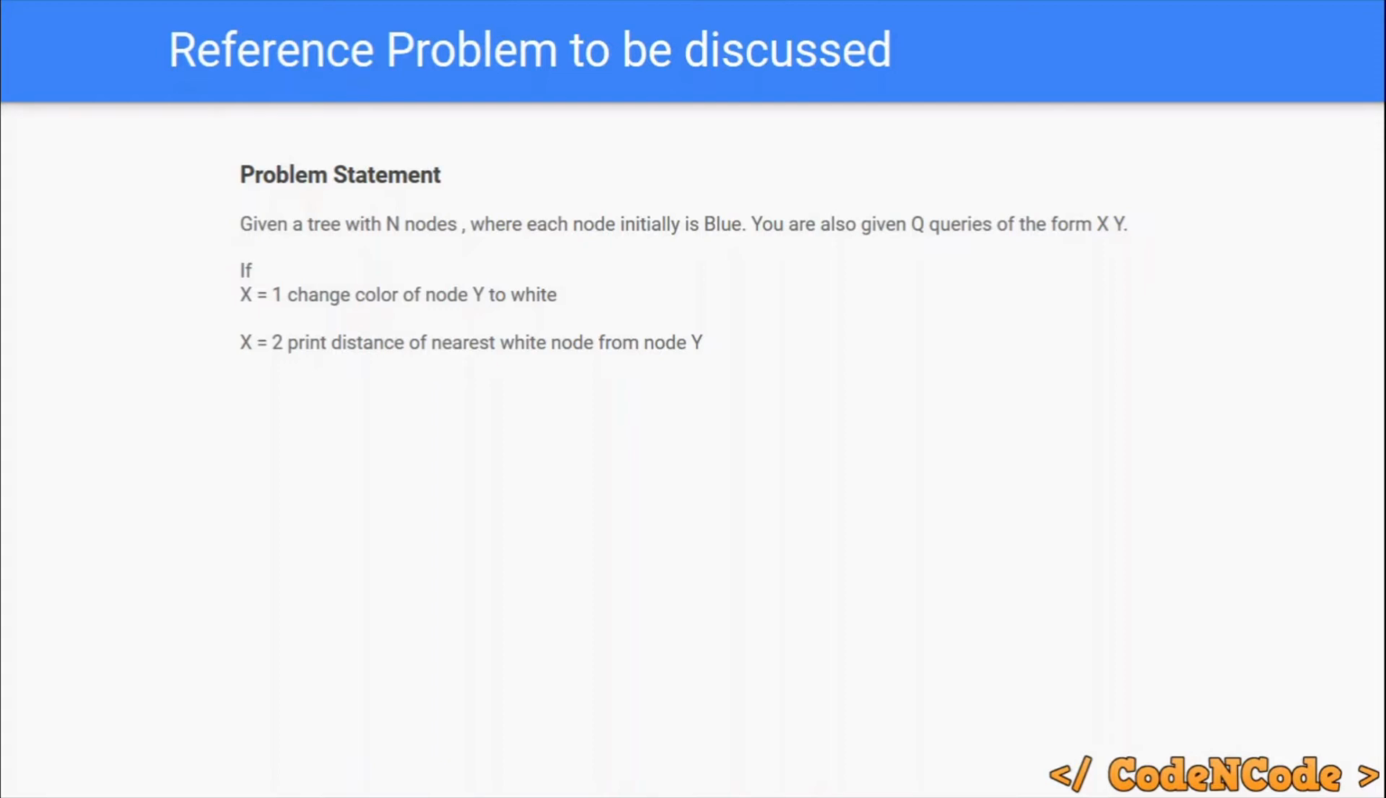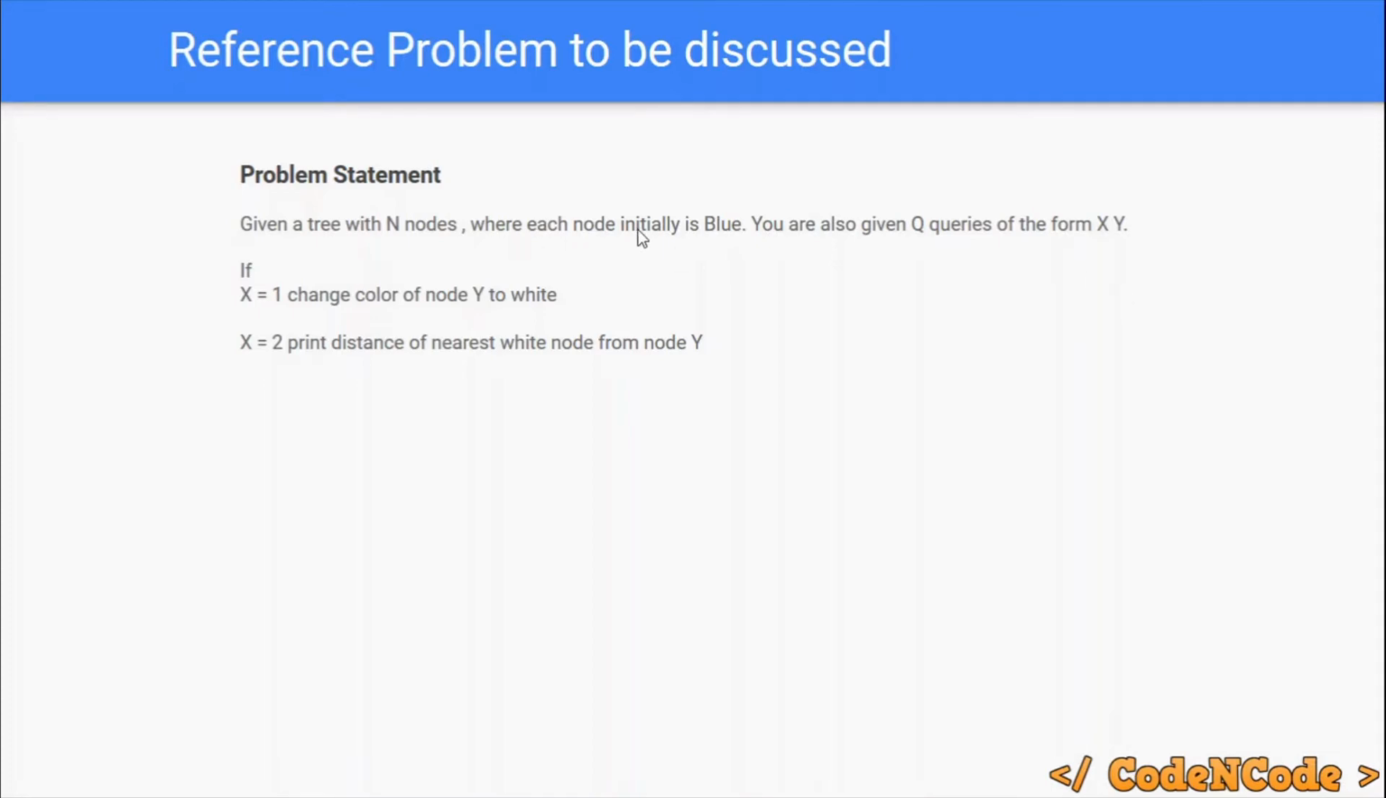So let's continue. Before we talk about queries and updates, we must know what kind of query or updates, or basically the problem we are targeting. In this problem, we'll be taking this. Given a tree with n nodes, each node is initially blue. You are given Q queries. I think this is a problem written by myself. Hypothetically, this problem doesn't exist on any platform.